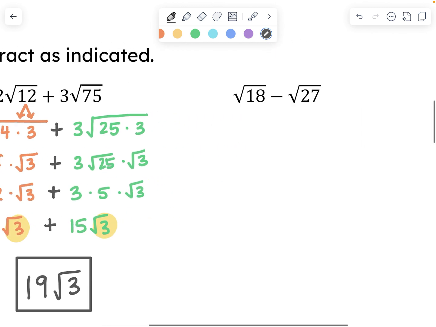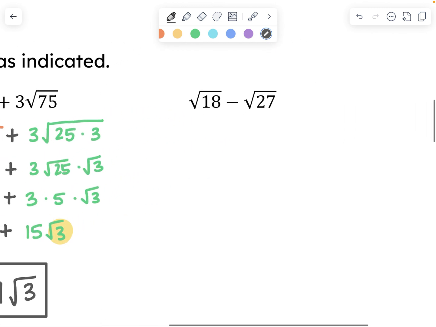Let's look at the next one. I'm going to try and break down that 18. So I am going to look at that and I'm going to think of all things that multiply to 18. So 3 and 6, not really super helpful, but 9 and 2 is because 9 is a perfect square. So the square root of 9 times the square root of 2 is going to give me 3 square root of 2. I'm going to start skipping some of the steps here because I think we're getting the idea.